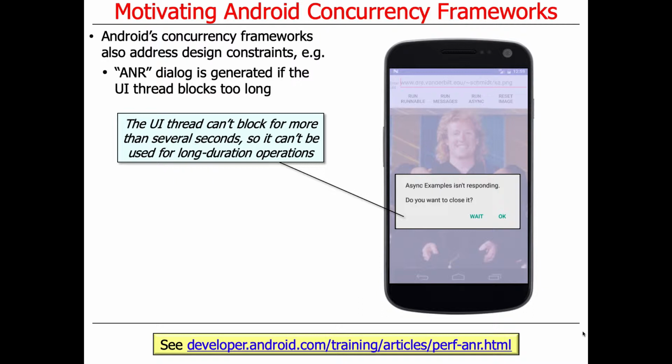If something's going wrong with your app, let's say you're writing an app or you're using an app that's not very well designed, and it's not responding, then you'll get this little dialogue popping up saying, hey, your app isn't responding. Do you want to close it? And if you say okay, it'll go ahead and kill it. Otherwise, it'll just wait around for longer. But the idea is that they don't want to have long-running operations in the user interface thread. So that's the key theme.